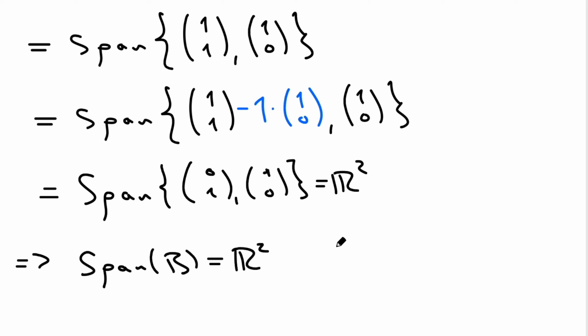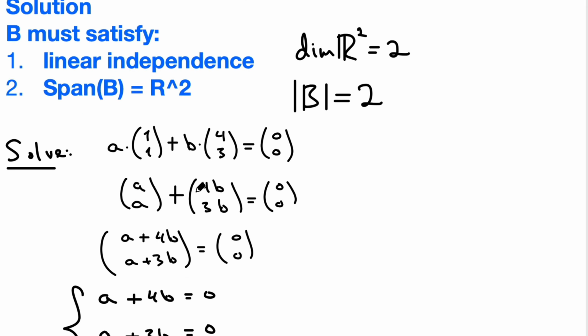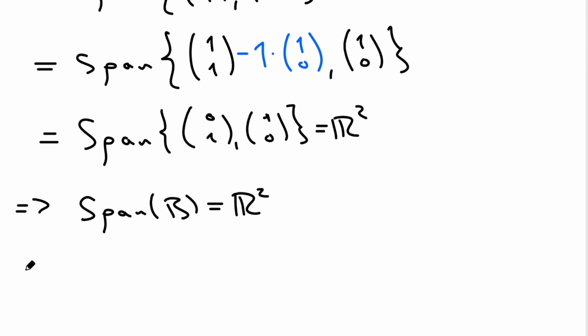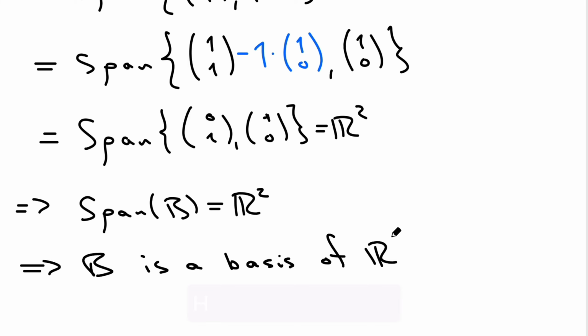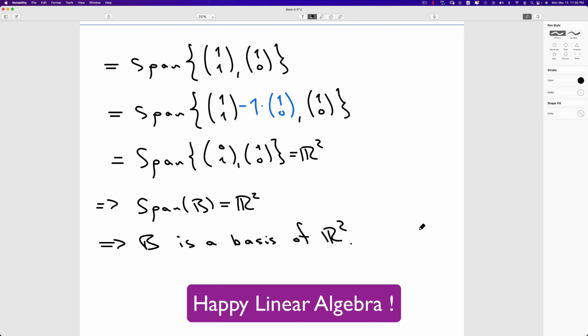But as we mentioned earlier, since B has two vectors and R2 is two-dimensional, then if I prove this, I don't need to prove linear independence. Therefore, once again, we've shown that B is a basis of R2. But we have to explain the fact about the dimensions and the number of elements in B. So B is a basis of R2. Amazing. So we've done it yet again. So have an amazing day, and of course, happy linear algebra.